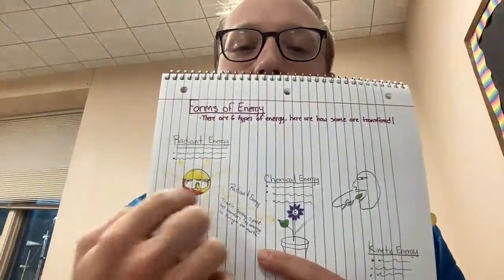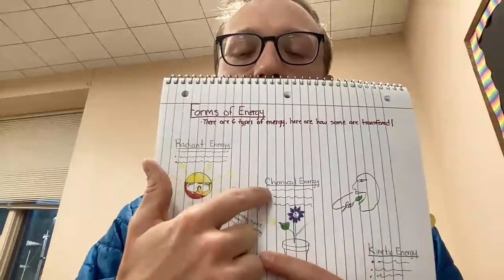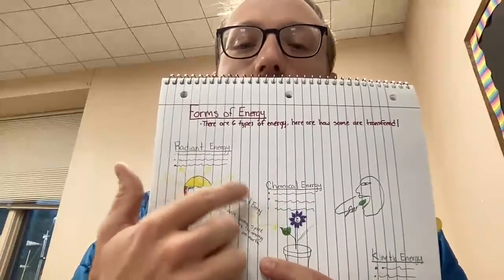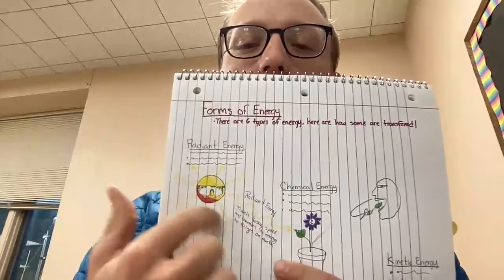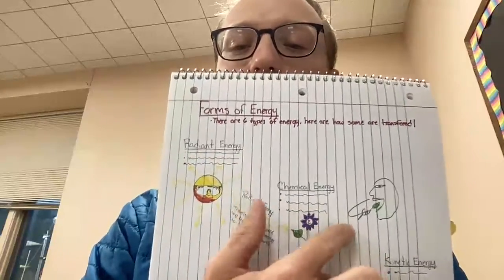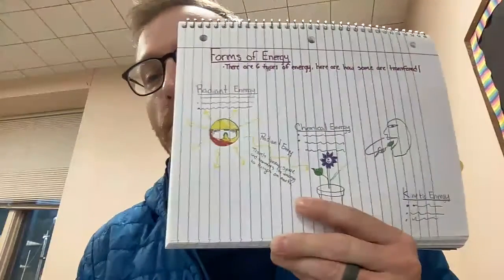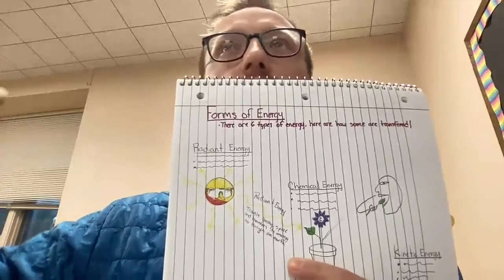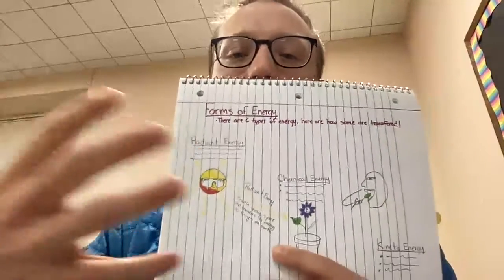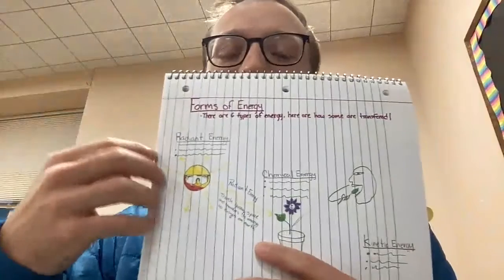Okay, so then chemical energy. Plants can absorb radiant energy and then turn it into chemical energy. And then my third one is going to be kinetic energy. So we can eat plants and use that stored chemical energy and do things like movement. So this is a very, very rough outline of what yours should look like.